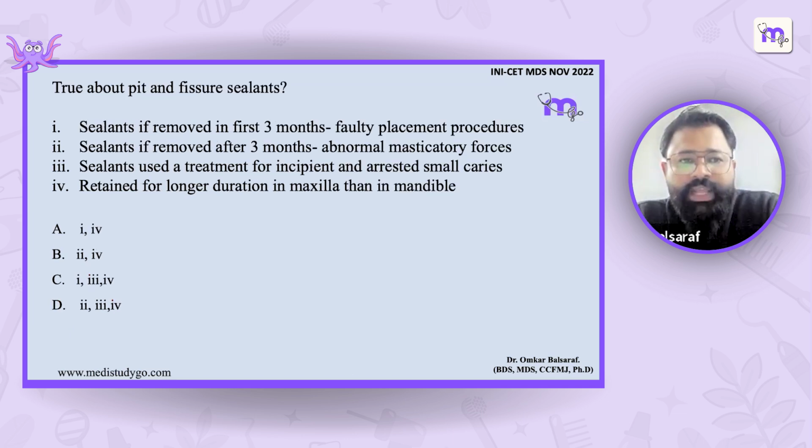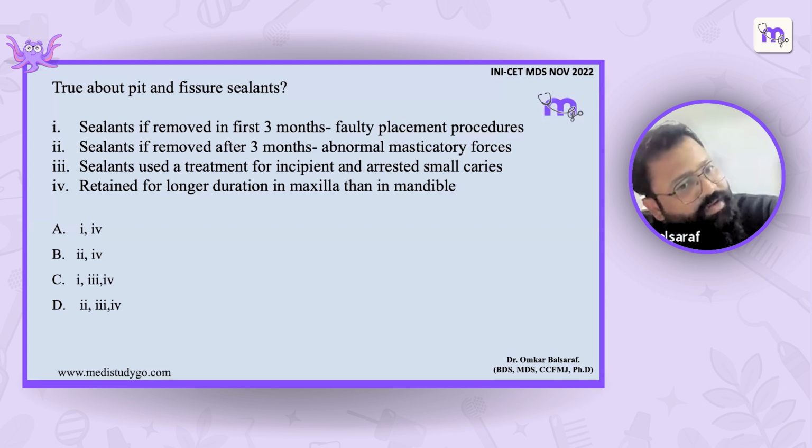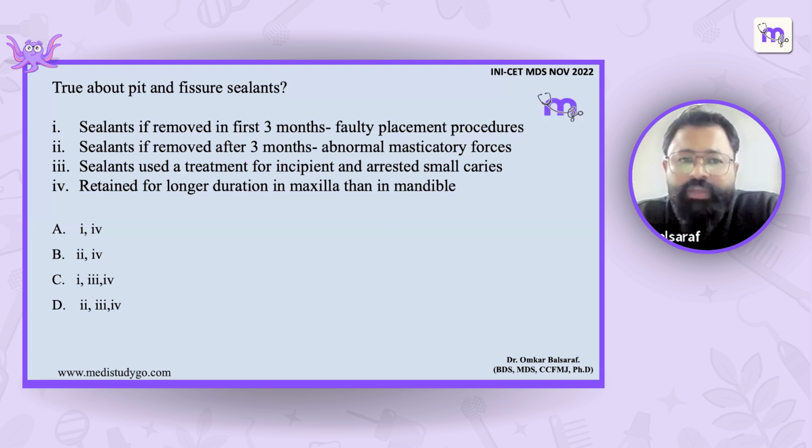True about pit and fissure sealants. Now, again, you'll have to negate all the things that are not right. Sealant, if removed in the first 3 months, creates faulty placement procedures. Sealant, if removed after 3 months, is due to abnormal masticatory forces. Sealant is used as treatment for incipient caries and arrested small caries. And fourth, it is retained for a longer duration in maxilla than in mandible. So these are the options.